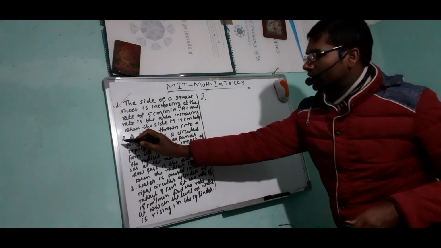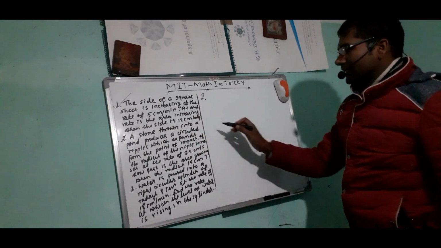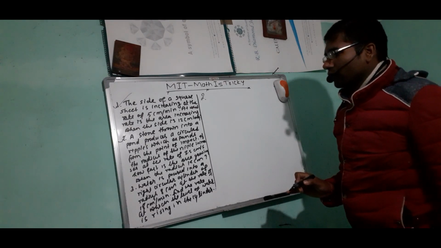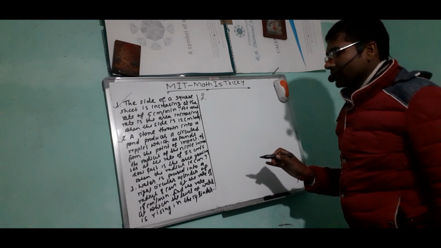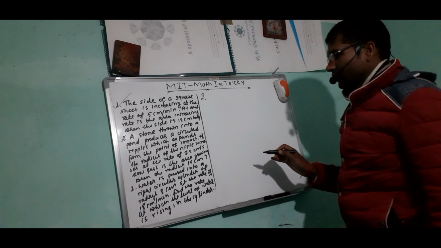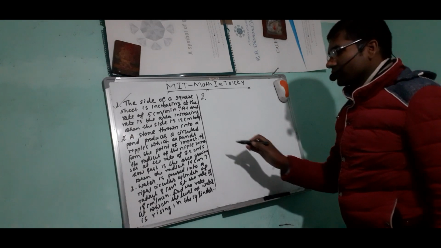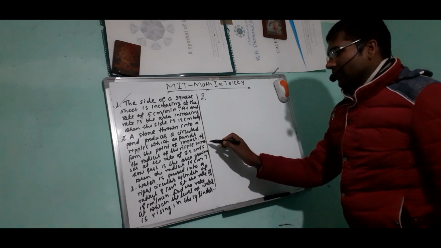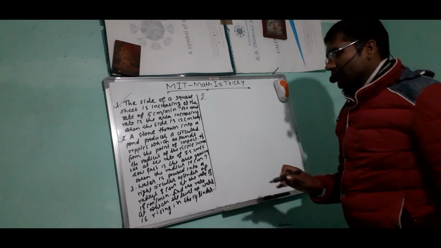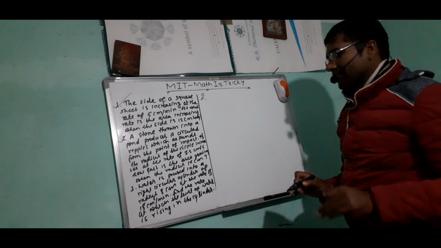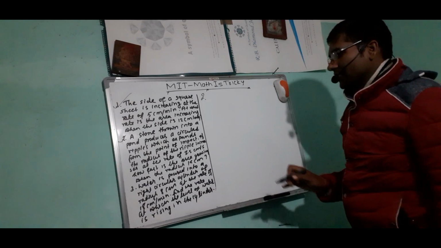Question number 2, let's see here. A stone thrown into a pond produces a circular ripple which expands from the point of impact. If the radius of the ripple is increasing at the rate of 3.5 cm per second, how fast is the area growing when the radius is 15 cm?